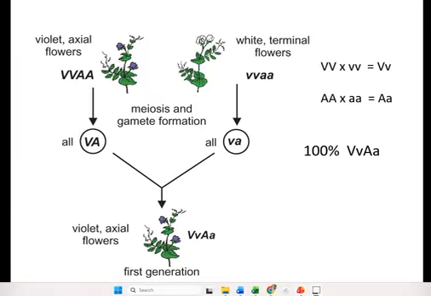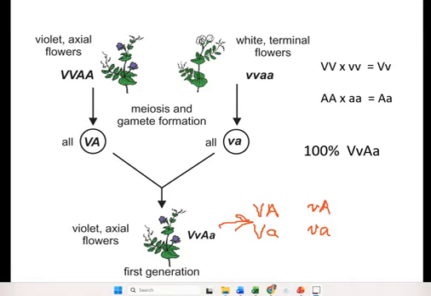Our allele options are I could get a big V and a big A. Remember, the gametes after meiosis are only going to have one of each. Or I could have a big V with a little a, one of each. Or I can have a little v with a big A, or a little v with a little a. Either way, these are my gametes, because what was diploid ends up being haploid.